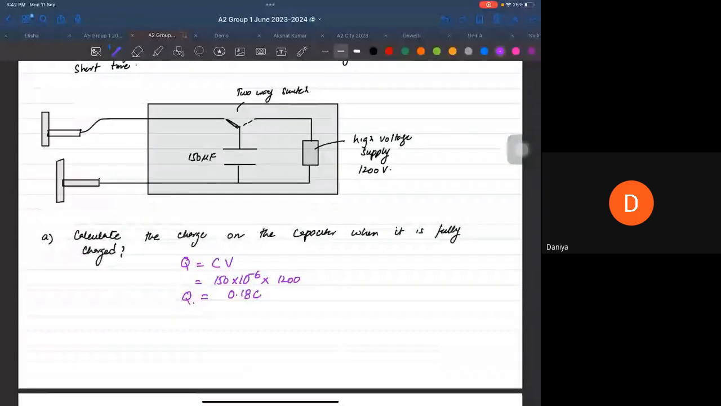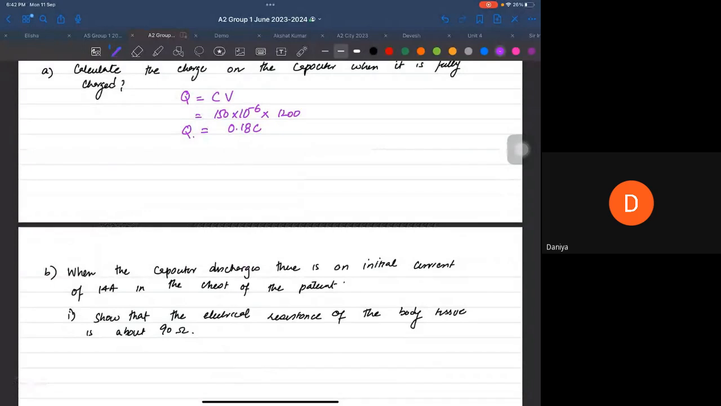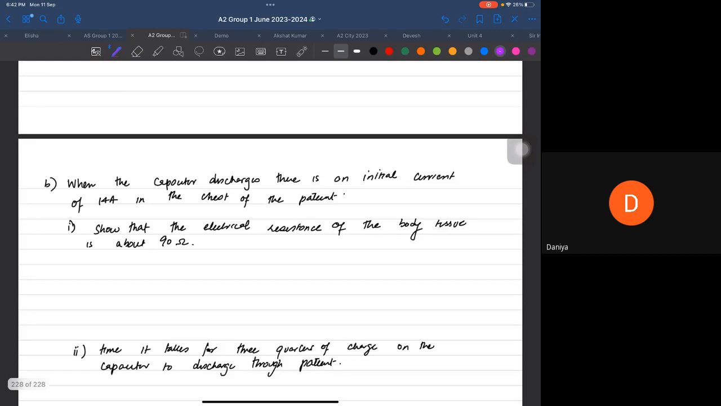Now, the next one. When the capacitor discharges, there is an initial current of 14 amperes. Show that the electrical resistance of the body is this. Okay, so we've got to find the resistance. Do you know any relationship between resistance, voltage, and current? R is equal to V over I. The voltage that passes through the body is 1200, current passes 14. So the electric resistance is going to be 86 ohms, which is roughly 90 ohms.